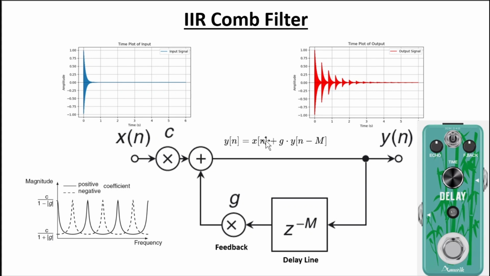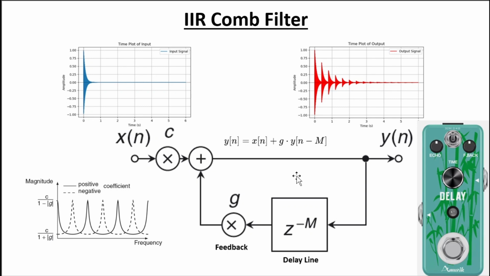x[n] is the input. This adder comes from here. G gets multiplied by the output of this delay line. And the output of the delay line is nothing but the output which is delayed by M samples. That's all there is to a comb filter.